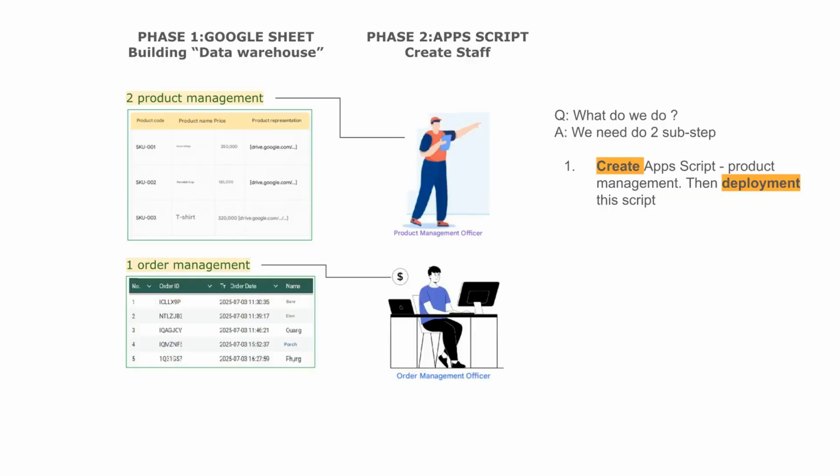First step, create a script file named product management. Then, second step, deploy the created code to make it work on the internet. Similarly, the order management employee. First step, create a script file named order management. Then, second step, deploy the created code to make it work on the internet.